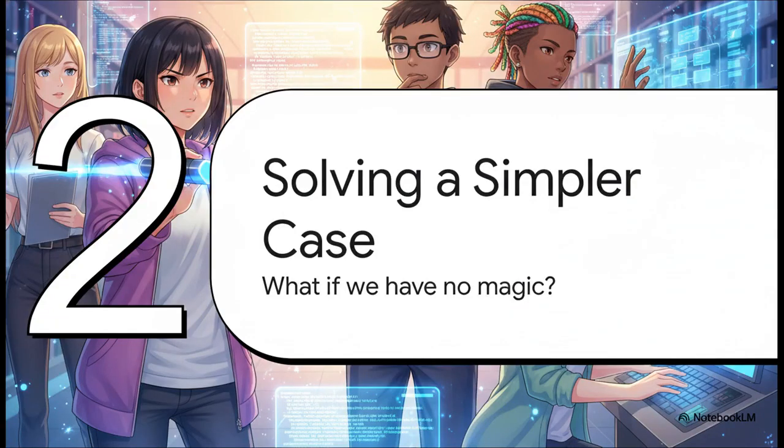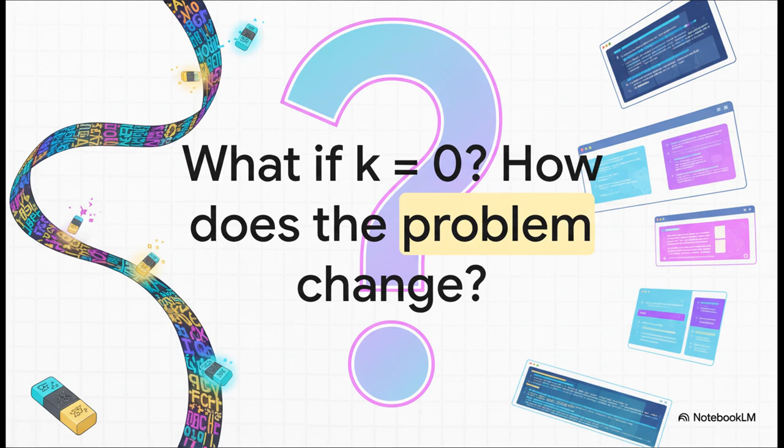Okay, that transformation power is pretty cool, right? But here's a classic programmer move. When you're faced with a tough problem, you simplify it first. So for a minute, let's pretend we don't have any magic powers. So what happens if K is 0? No magic eraser, no transformations. How does that change things? Well, the problem becomes a lot more straightforward, doesn't it? We're just looking for the shortest piece of S that contains T as a subsequence, plain and simple. It's a much more familiar place to start.